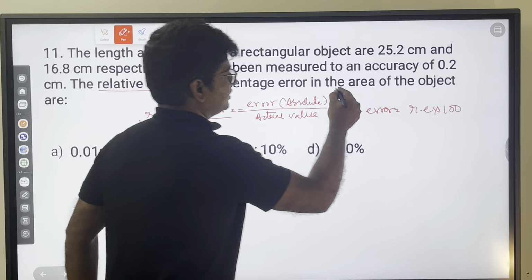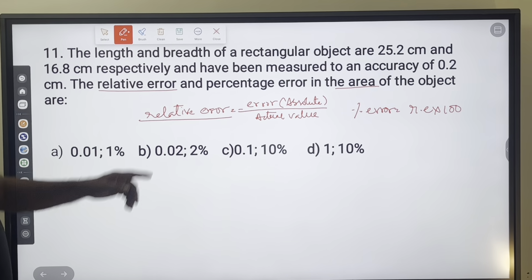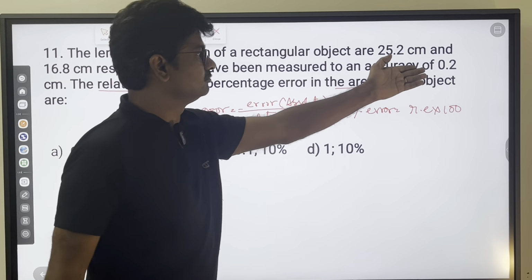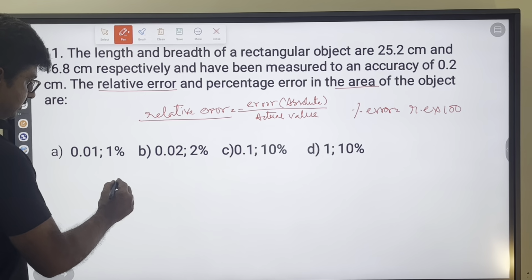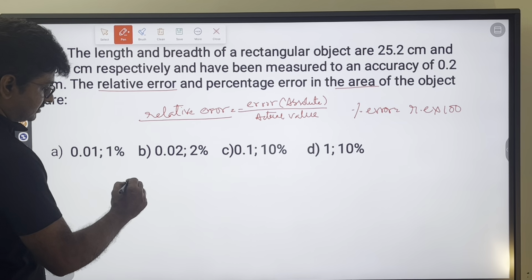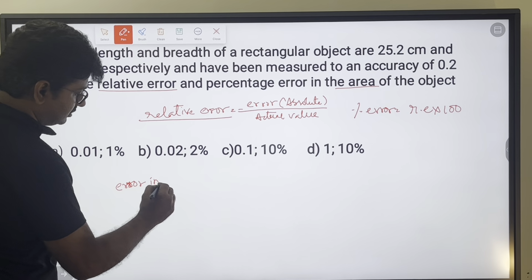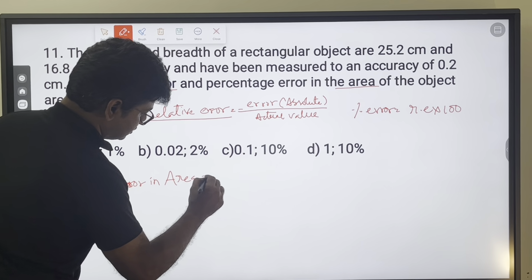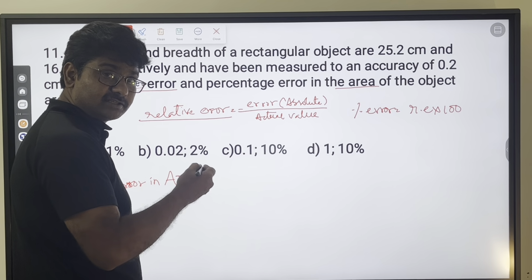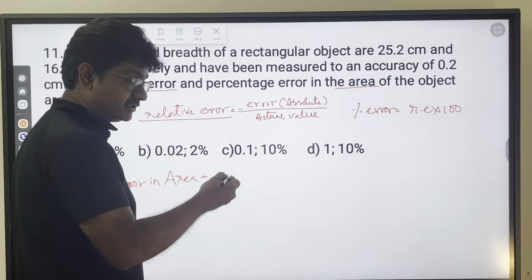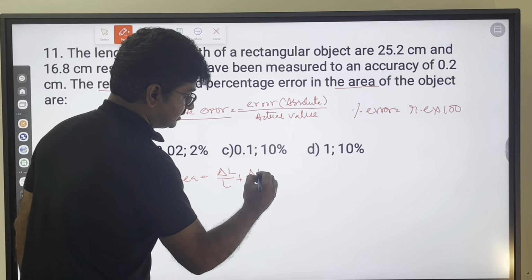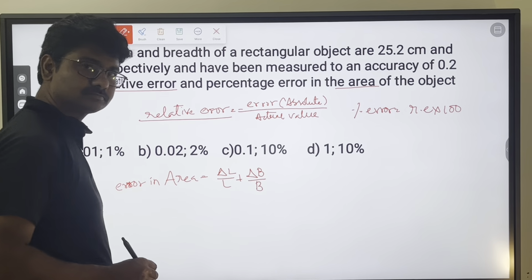Now what is relative error? We have to find error in the area. Error in the length is given as 0.2, and error in the breadth is also given as 0.2. In both the cases it is 0.2 centimeters. Therefore what is error in the area? In the previous problem we have seen error in the area, if error in the length and error in the breadth are given: delta L by L plus delta B by B.